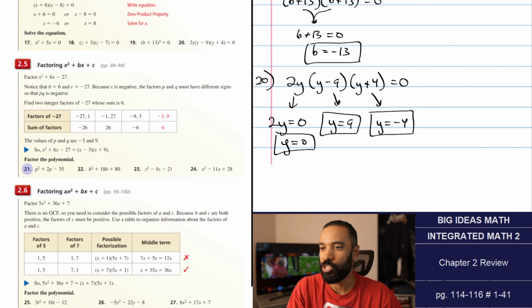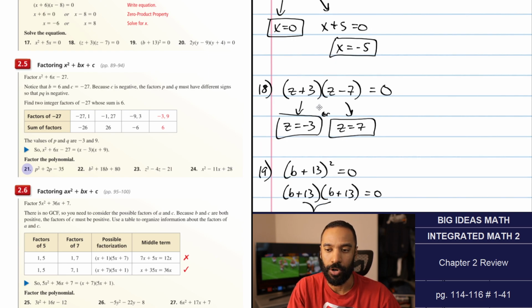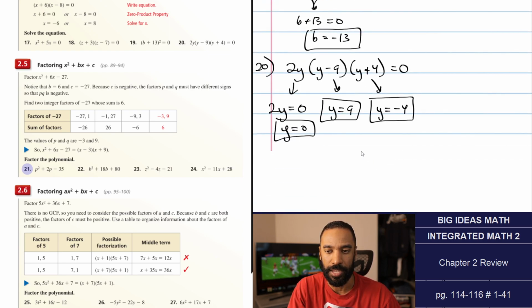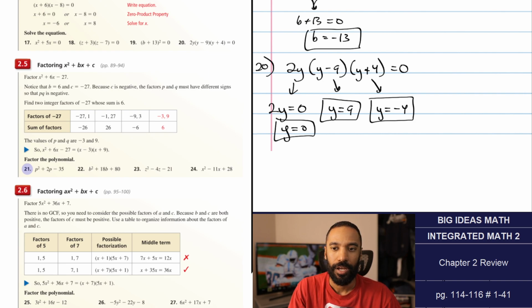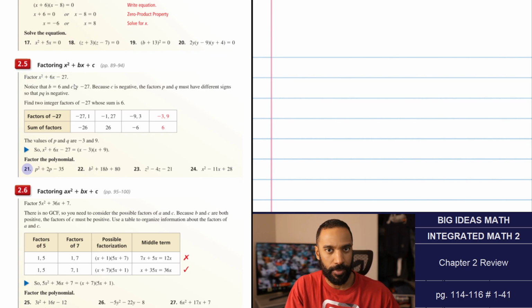Okay, and that is section 2.4 with GCFs, starting with that part. That's really important for anything we have carrying forward. And then, of course, the zero product property, solving for these guys, which we will be using for other problems, if they are equations. All right, section 2.5, we have to factor x squared plus 6x minus 27. Give me one second.